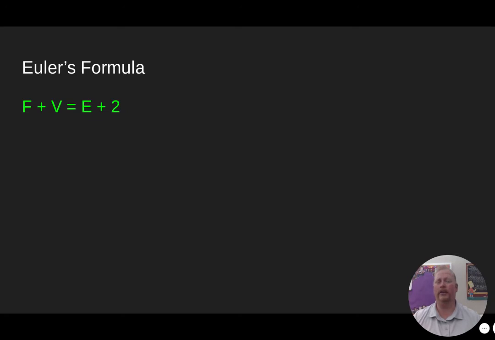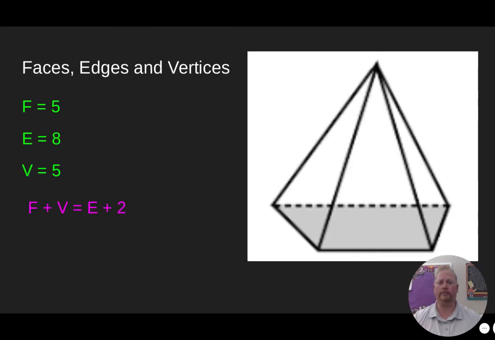So let's go ahead and take a look at some previous examples. So our previous pyramid here, let's plug in the numbers that we found and see, did we do it right? So the number of faces, we said there were 5 of them. There were 5 vertices, and there were 8 edges. So 5 plus 5 is 10. 8 plus 2 is 10. 10 equals 10. It's a fit. That's proof that we did it right.